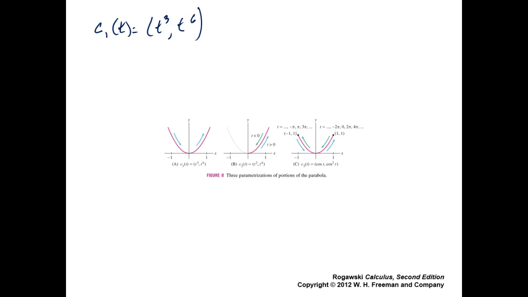Any suggestion on t? 0. Okay, I like it. And what would that be? 0, 0. Okay, that would be starting right here. Okay, give me another t. 1. And that would give you 1, 1, which I assume will be right about here. Okay, give me another t. Actually, all real numbers. Yeah.